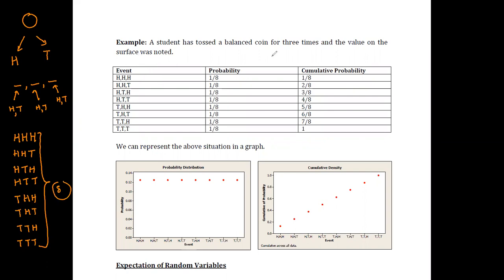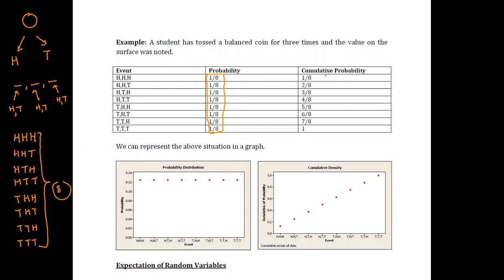Since it is given as a balanced coin, all these events have the same chance of occurrence. That is why we say the probability is 1 over 8, because we have altogether 8 outcomes. Since we have equal chances, the probability of each event is the same, so we get 1 over 8 for all these 8 outcomes.